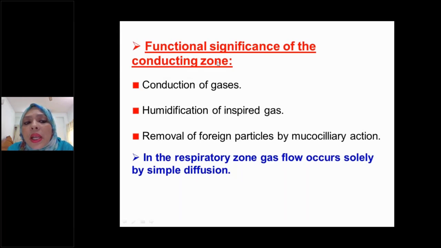The air in the conducting zone is also called dead space air. What is the function of dead space air, or what is the function of the conducting zone? Same thing. Same answer, that is conduction of gases. See here, conduction of gases.